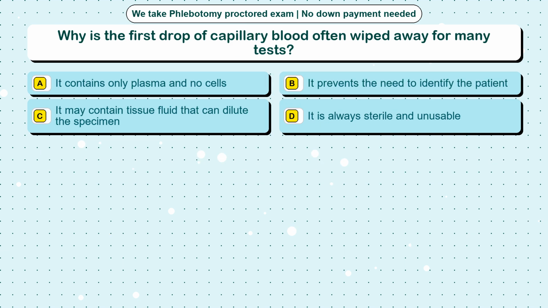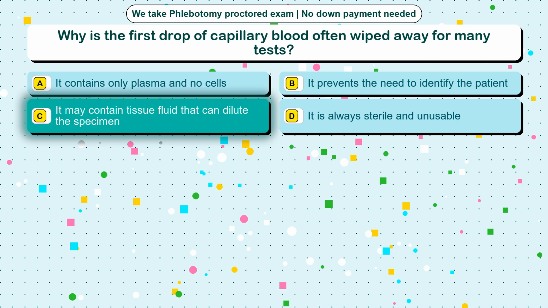Question 97. Why is the first drop of capillary blood often wiped away for many tests? Option A. It contains only plasma and no cells. Option B. It prevents the need to identify the patient. Option C. It may contain tissue fluid that can dilute the specimen. Option D. It is always sterile and unusable.